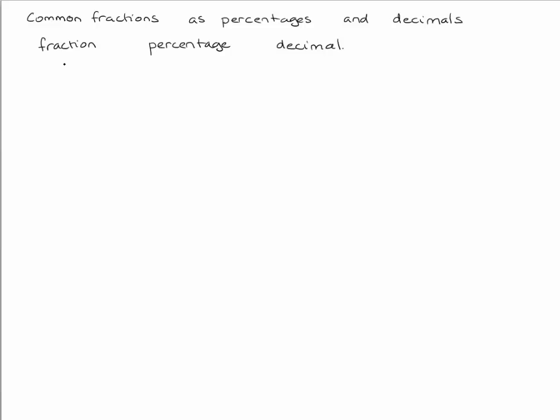So the first one, probably the most common fraction that we use, is a half. And a half is the same as 50% or 0.5 as a decimal. 1/4 is the same as 25% and the same as 0.25. 1/5 is the same as 20% or 0.2.